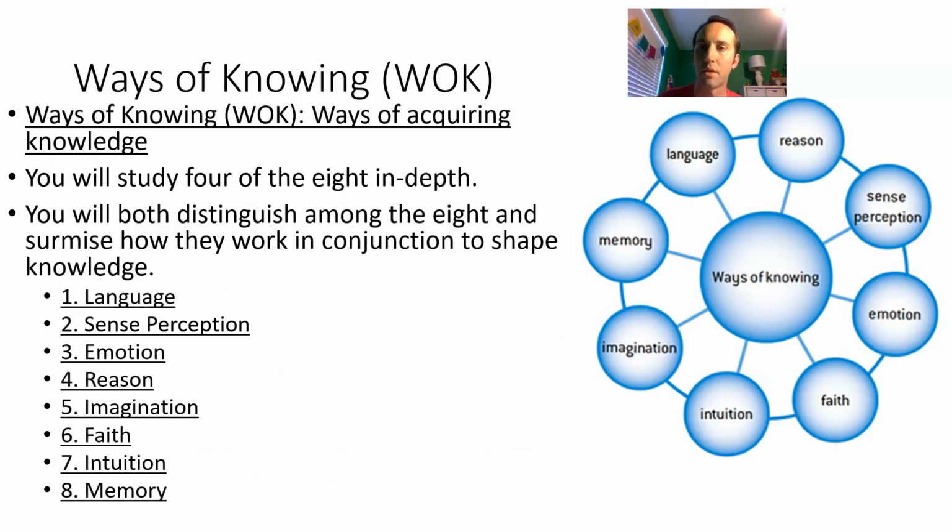First of all, if you need to know the ways of knowing, the way to know anything, you're going to use any of these 8 pieces. Throughout our course, we're going to study 4 of these in depth, and we're going to have a passing knowledge of the rest. But 4 of these we're really going to know. The 8 ways to know a thing, according to the IB, include language, sense perception, emotion, reason, imagination, faith, intuition, and memory. Altogether, this is kind of how we break down how we can know a thing.